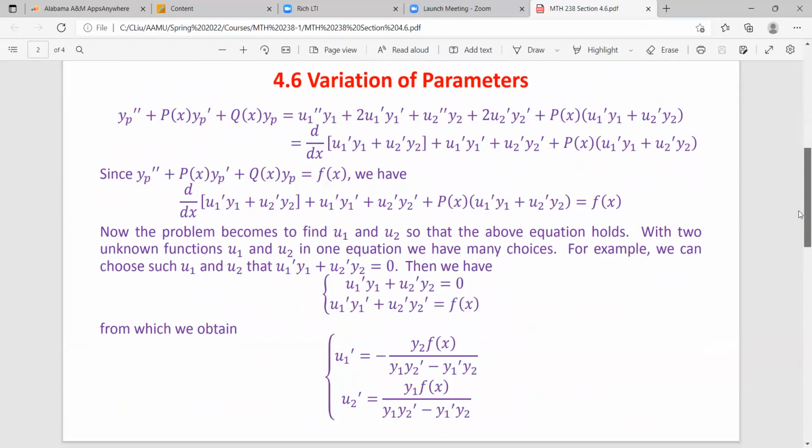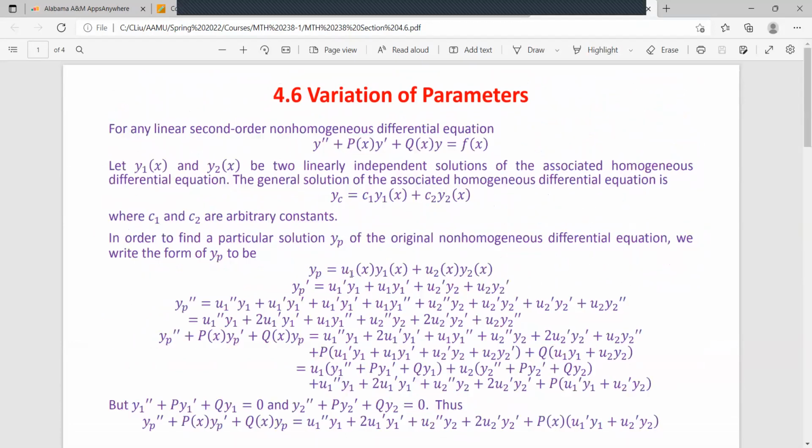So in here, u1 and u2 are just two parameters. They're not constants anymore. So that's variation of parameters. C1, C2 are becoming functions. So we just change those constants to functions. That's called the variation of parameters.